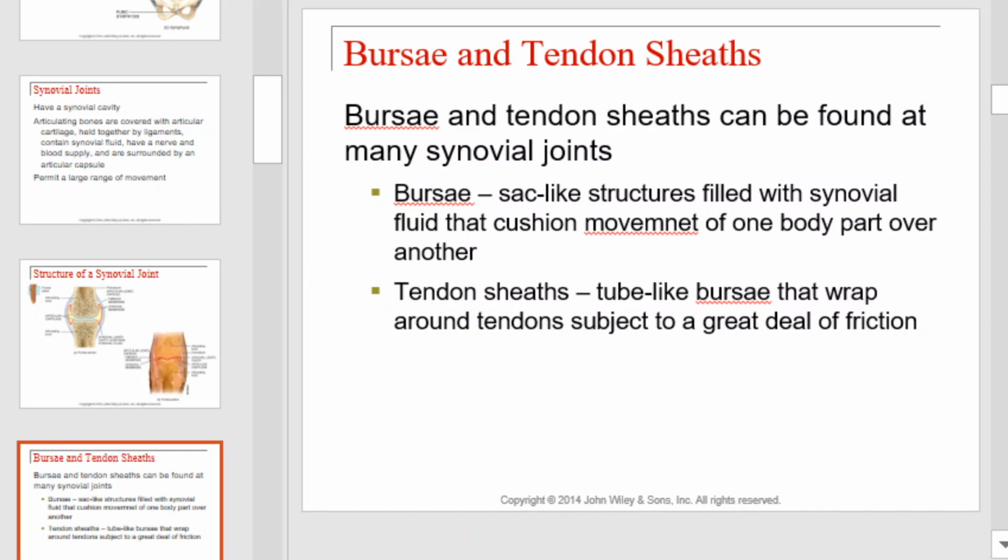Bursa and tendon sheath. Bursa and tendon sheaths can be found at many synovial joints. Bursa are sac-like structures filled with synovial fluid that cushion movement of one body part over another, while a tendon sheath is simply a tube-like bursa that wraps around a tendon, specifically a tendon that is subject to a great deal of friction.